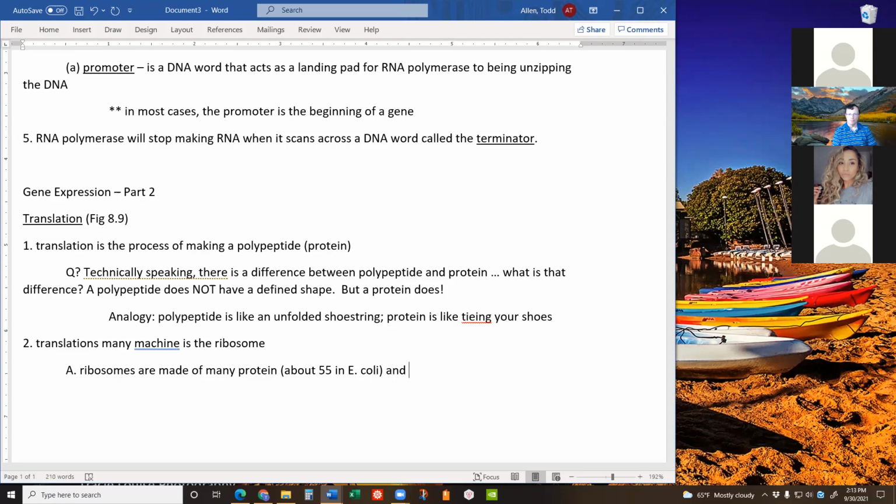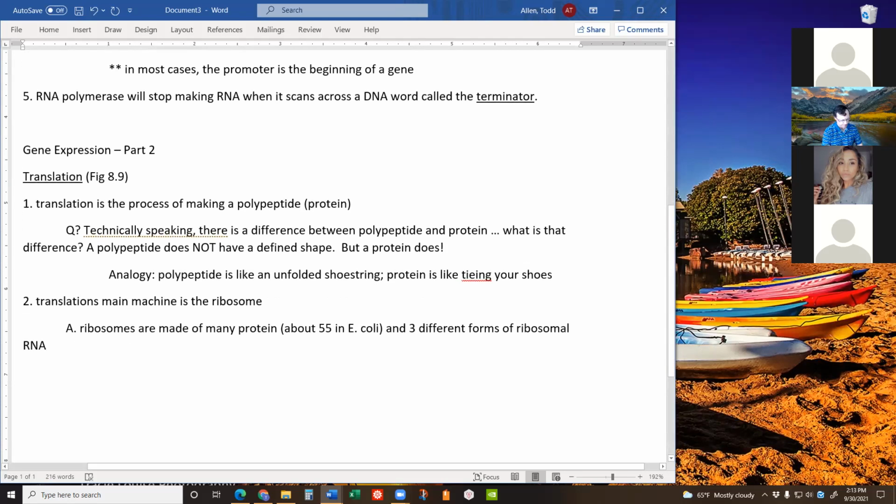And different forms of a type of RNA called ribosomal RNA, 3 different forms of ribosomal RNA, okay? Translation's main machine is the ribosome, okay? Now, for translation to take place, there's going to be 3 critical forms of RNA that are involved in the translation process. And those forms of RNA are all manufactured by what process? Type your answer into the chat window. All forms of RNA are manufactured using what process?